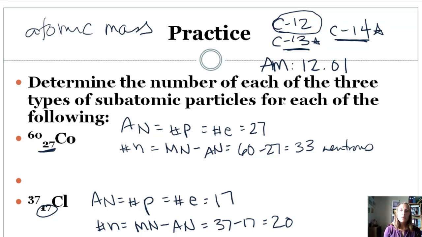And so usually what we do to get mass number is just round the atomic mass to the nearest whole number. So in this case it would just be 12, and that would be our mass number. Now for something like sodium, which I believe is 22.99, if we were to round that, that would round up to 23. And so just use your regular rounding rules to go from atomic mass to mass number.